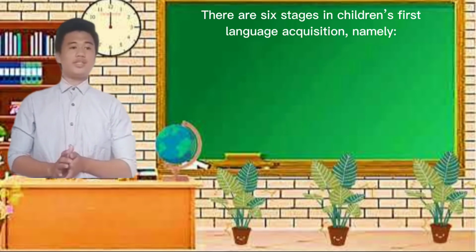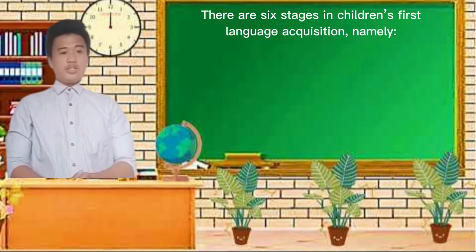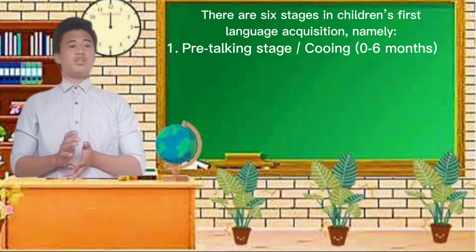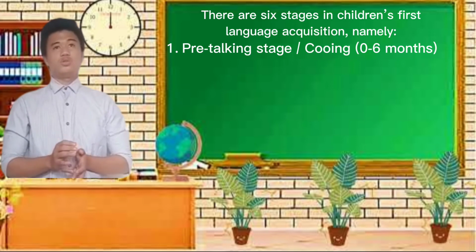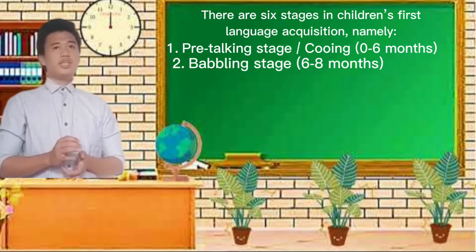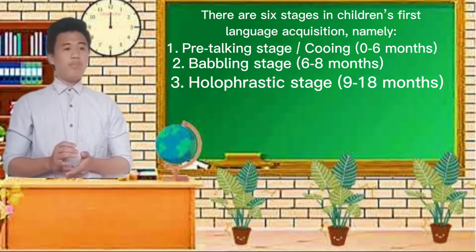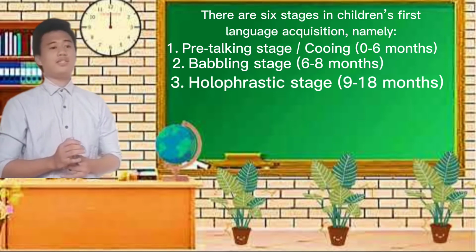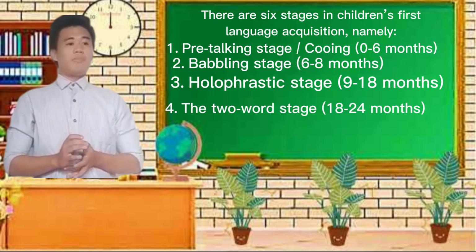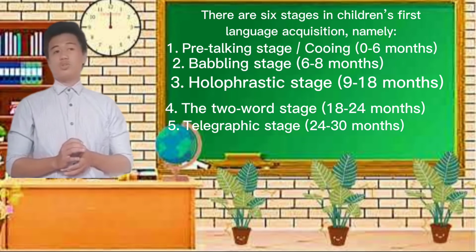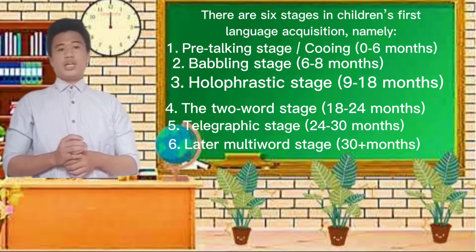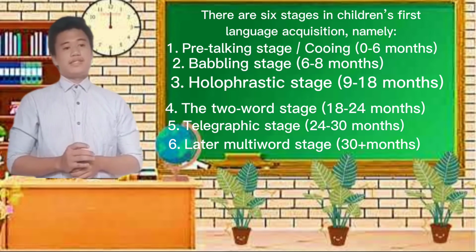So there are 6 stages in children's first language acquisition, namely: number 1, pre-talking stage or cooing, 0 to 6 months. Number 2, babbling stage, 6 to 8 months. Number 3, holophrastic stage, 9 to 18 months. Number 4, the two-word stage, 18 to 24 months. Number 5, telegraphic stage, 24 to 30 months. Number 6, later multi-word stage, 30 plus months.